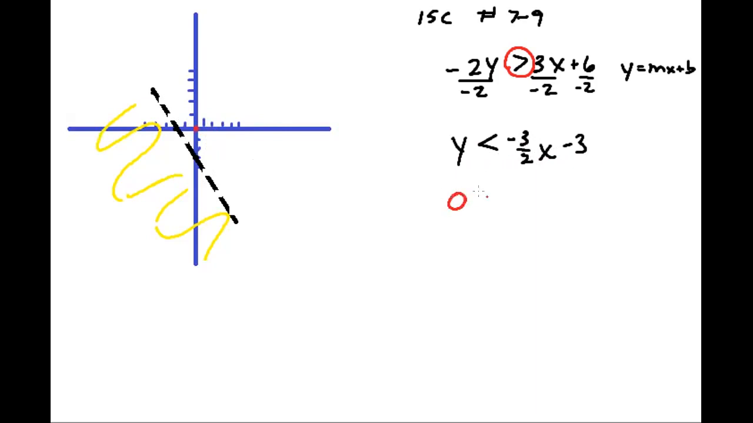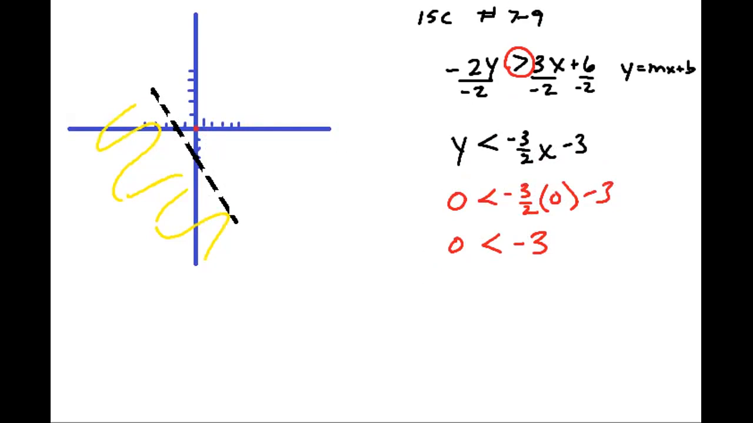So I'm going to put in 0 for y, and I'm going to put in a 0 for x, and I'm going to have 0 is less than -3. Is 0 less than -3? No, because -3 is less than 0. So the 0, 0 does not satisfy the equation. In other words, I shaded on the correct side of the line. So that's how you're going to check that.